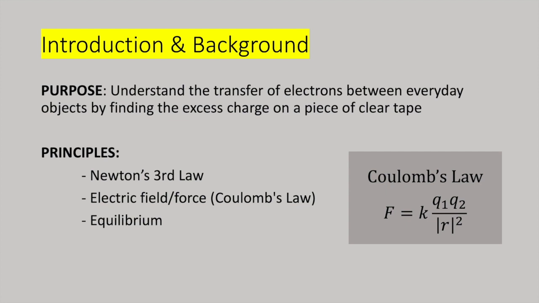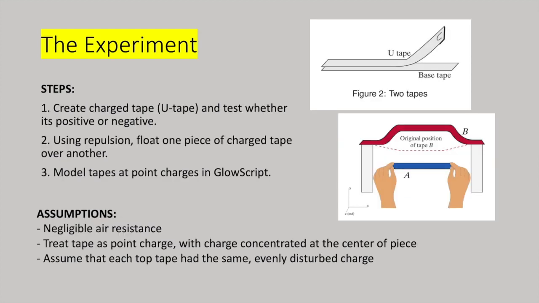In this lab, we use charged Scotch tape to understand how electrons are transferred in everyday objects. This lab depended on a few basic physics principles. Newton's third law and the rules of equilibrium show us that when stable, the forces of a system are equal but opposite of one another. Coulomb's law, shown on the screen, is also essential to this lab in calculating the electric force on the charge tapes. This experiment can be broken into 3 parts.